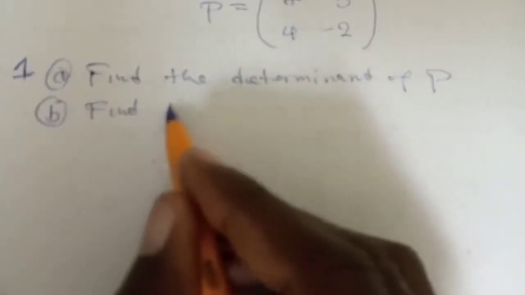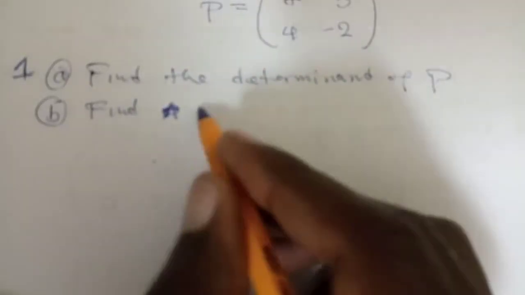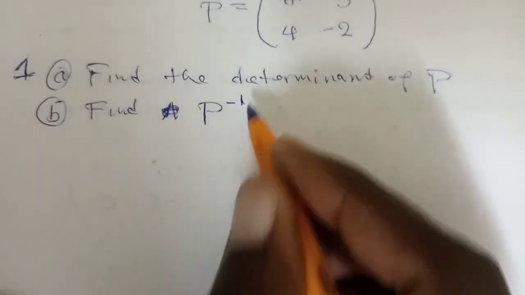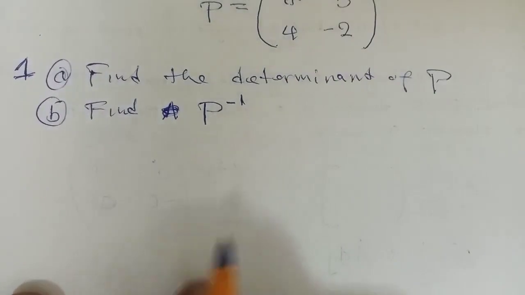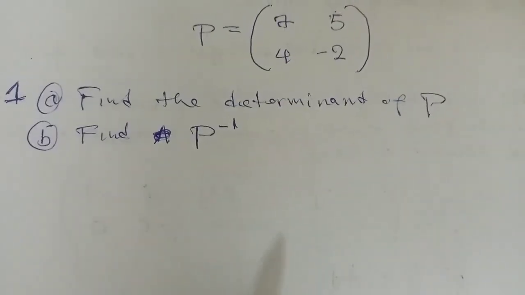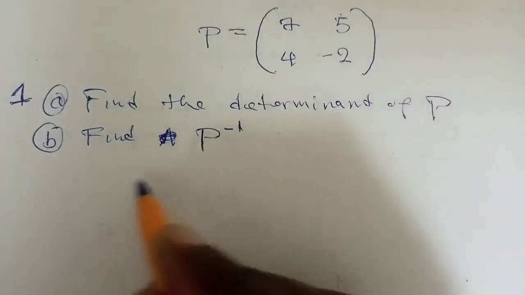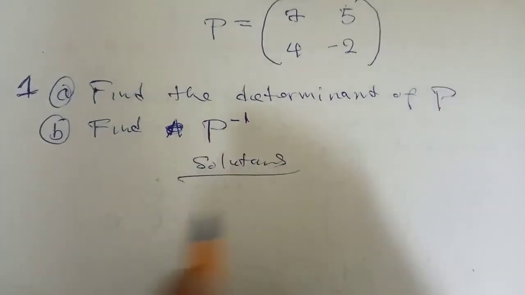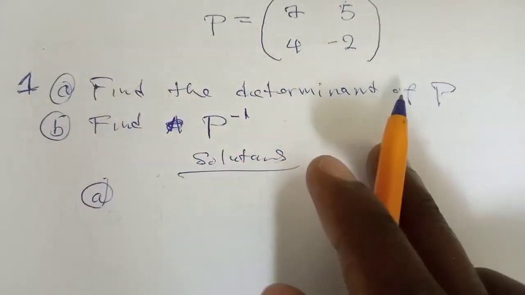The inverse of P, like that. So you need to know how to find this. We'll start with the determinant. So we'll say solutions, part A. You need to find the determinant.